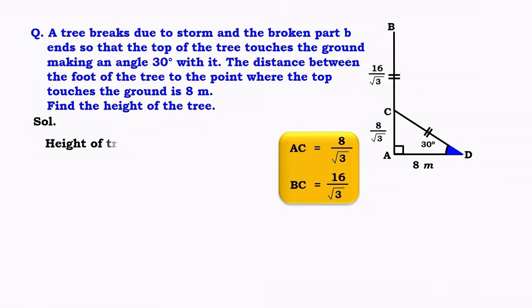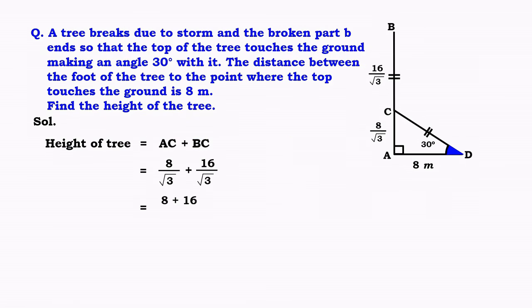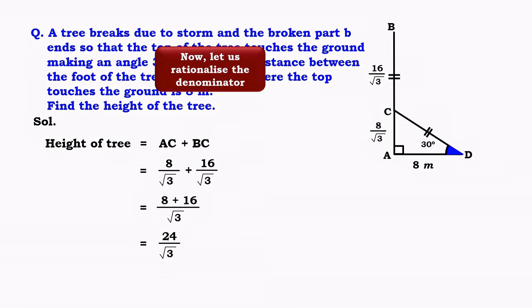Now, we have found both parts of the tree. We know that AC is 8 divided by root 3 meters and BC is 16 divided by root 3 meters. The total height of the tree is the sum of these two parts. So, the height of the tree is 8 divided by root 3 plus 16 divided by root 3. Since the denominators are the same, we add the numerators. 8 plus 16 gives us 24. Therefore, the height of the tree is 24 divided by root 3.